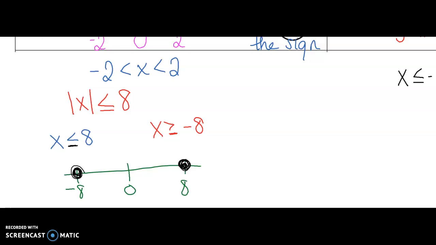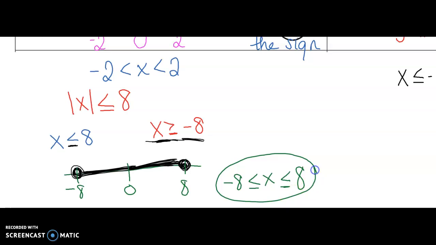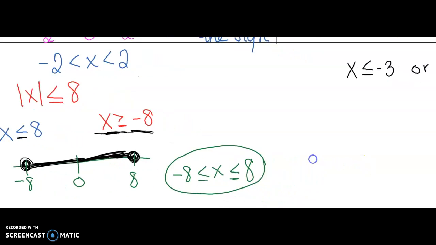X is smaller than 8. X is less than or equal to 8. That's what the first statement says. So I go this way. X is greater than or equal to negative 8. So I go this way. This one is connected. So therefore, I can write the answer together. And I start with the smallest number first, always. It's important to start with the smallest number first and keep the order. X is greater than negative 8. And then x is smaller than 8, like that. So we write it like that. Let's go ahead and try one more.